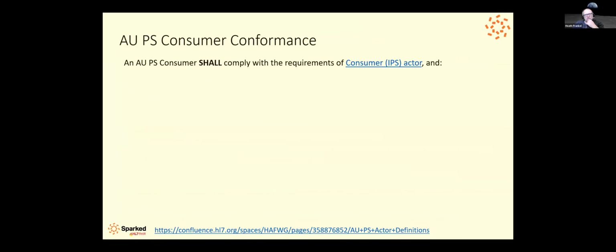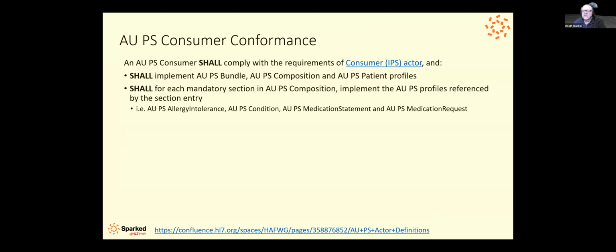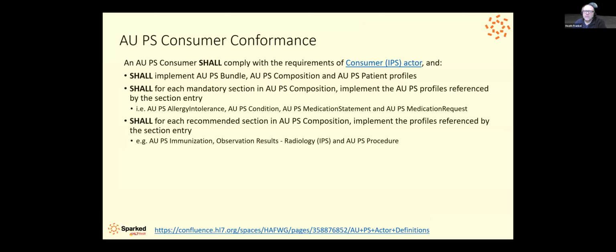Thank you. So now we move on to AUPS consumer conformance. And since we've gone through all the heavy work in the last set, this should be pretty straightforward. So similarly, we shall implement as a consumer the AUPS bundle composition and patient profiles. We shall, for each mandatory section in the AUPS composition, implement the AUPS profiles referenced by the entries, same set of profiles. Similarly, for each recommended section, we shall.